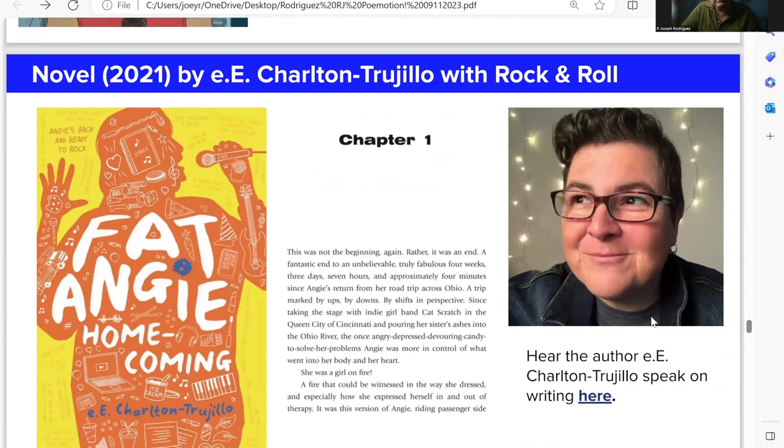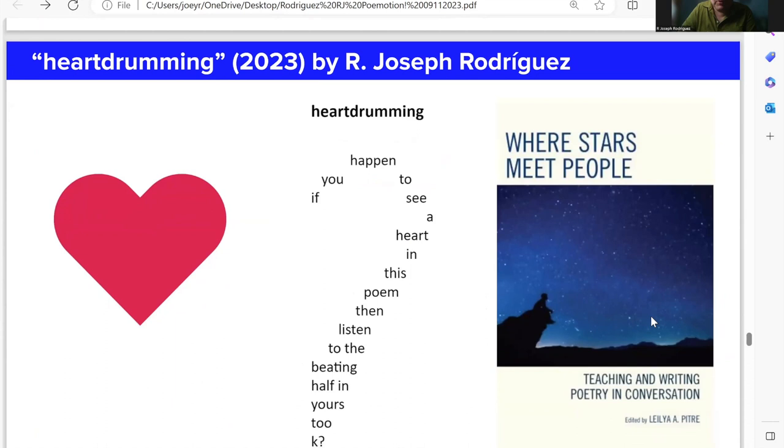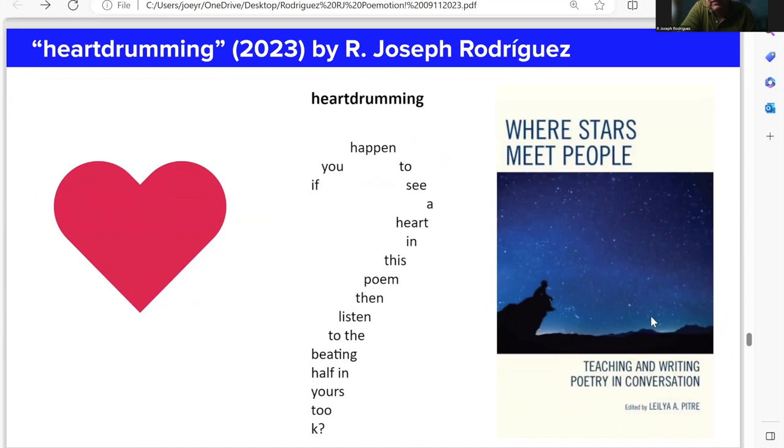This is a recent poem that I wrote, and it was published in Where the Stars Meet People, edited by Leela Petrie. If you happen to see a heart in this poem, then listen to the beating half in yours too, okay?